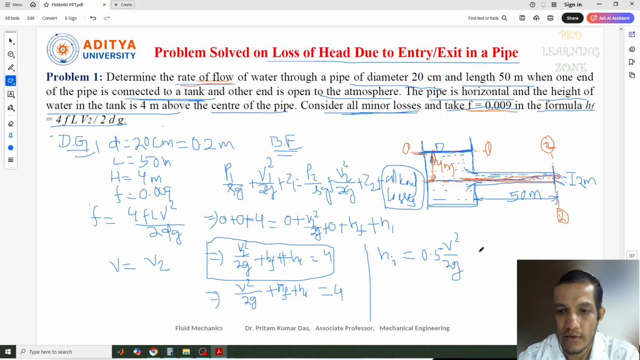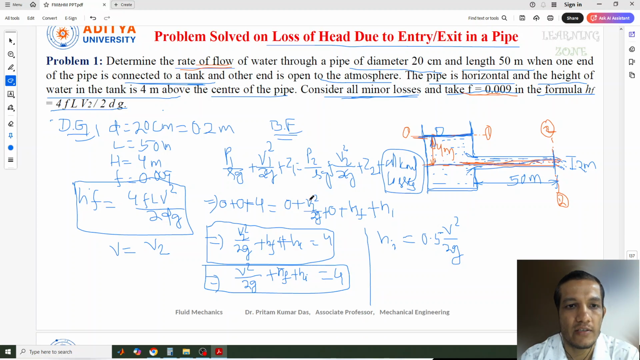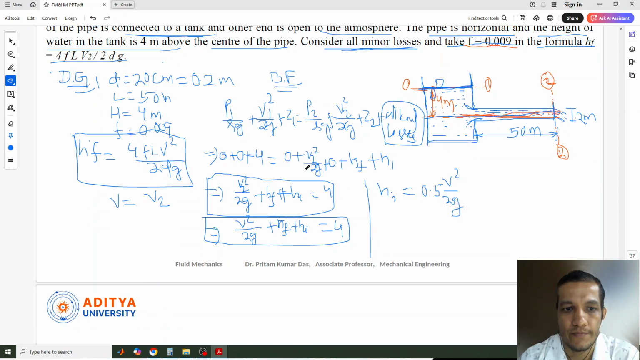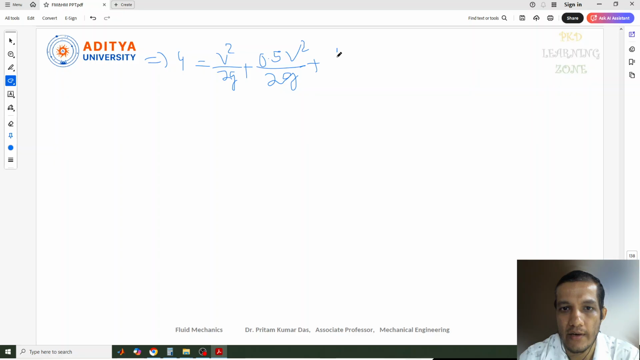So remaining things are given. This is HI and this is our HF. So these two things we can put in this equation. Actually this is the equation, we can put this value. Now after substituting the value we can write, let's write here in this equation. So substituting the value in this, we can write 4 on the left hand side, and V square by 2g plus 0.5 V square by 2g, and next we can write 4f LV square by 2dg.